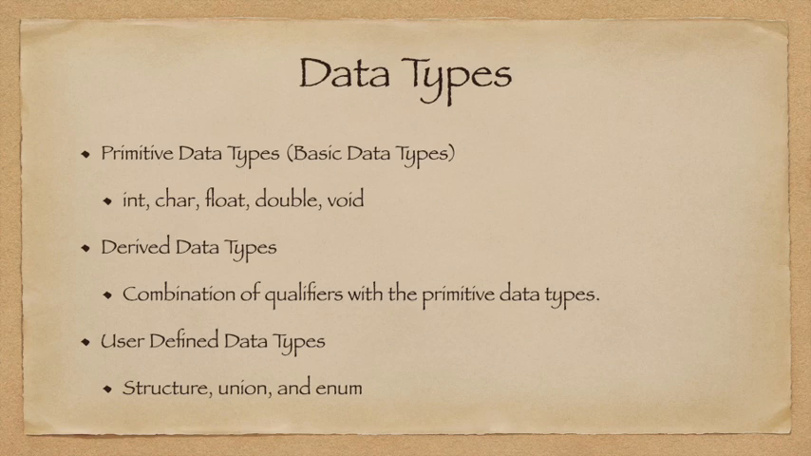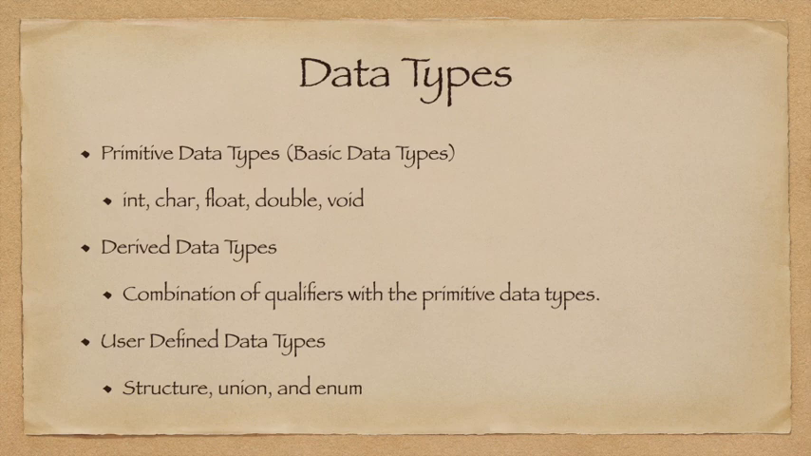Coming to the data types, they can be categorized into three broad categories. The first category is the primitive data types, also known as the basic data types. They are int, char, float, double, and void. Derived data types are formed by a combination of qualifiers along with the primitive data types. And the third category, the user-defined data types, are formed by combining these primitive data types in structures, unions, and enumerators.